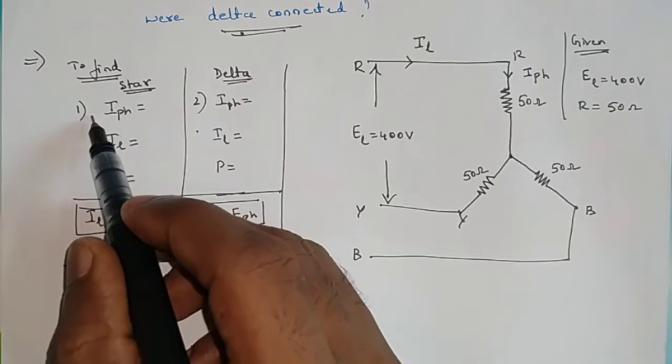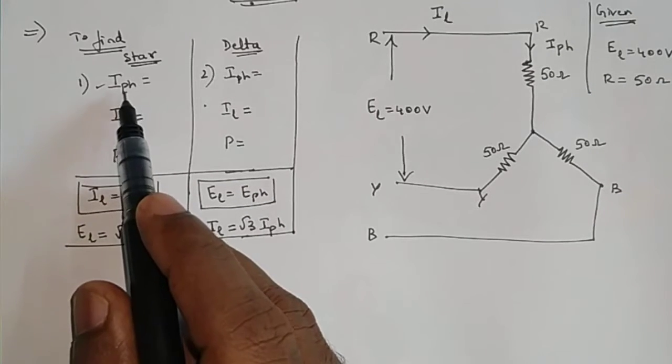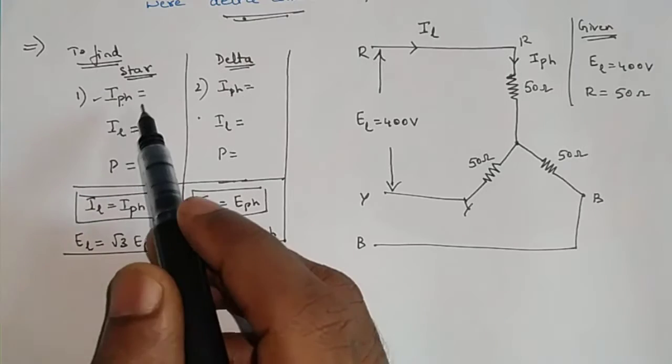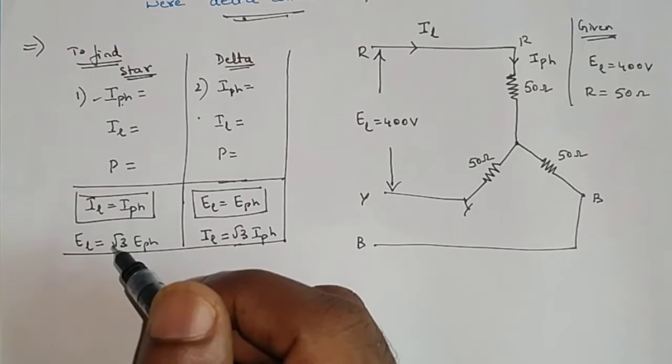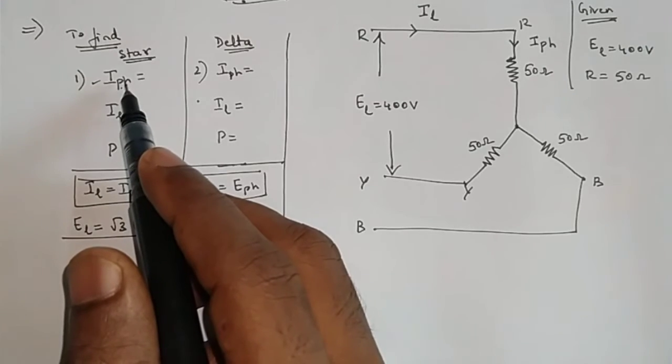To find out phase current, this is the relation we are going to use. If I want to find out phase current, I should know line current. Why? Because line current is equal to phase current, but I don't know the phase current as well as I don't know the value of line current. So both the terms are unknown. So I'll use some other formula. I'm going to find out phase current first of all.